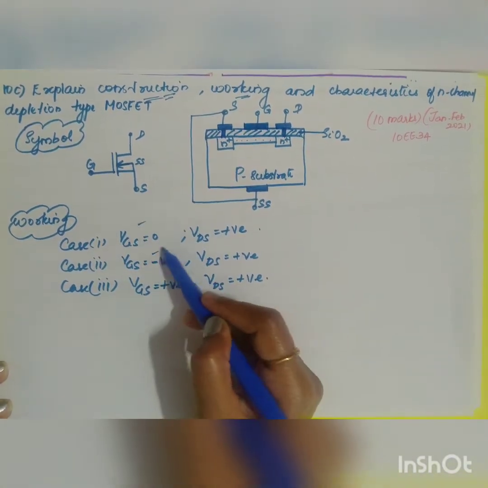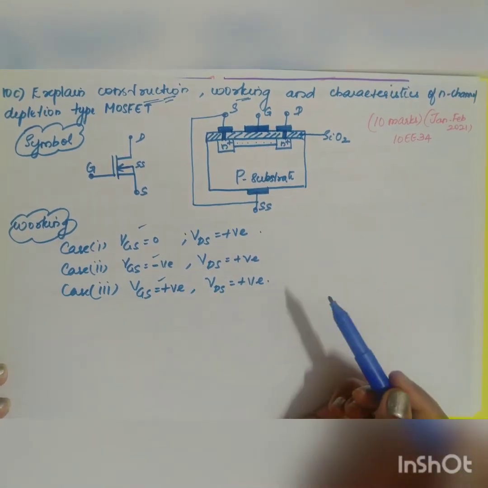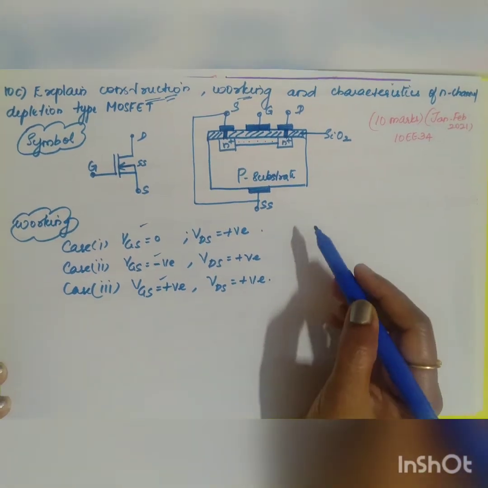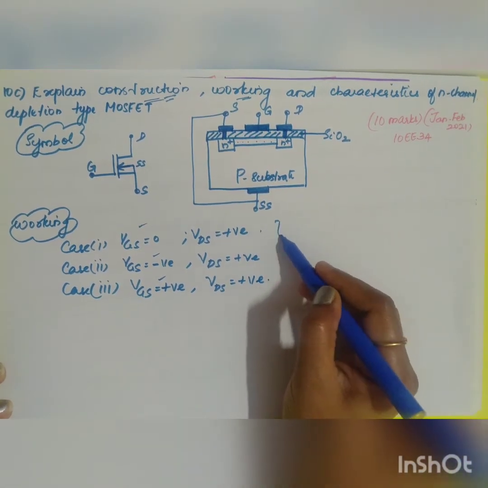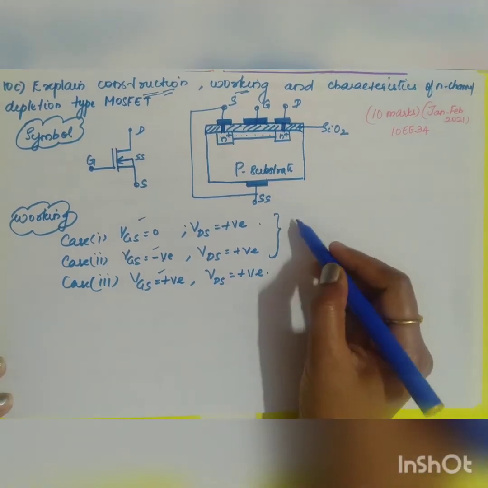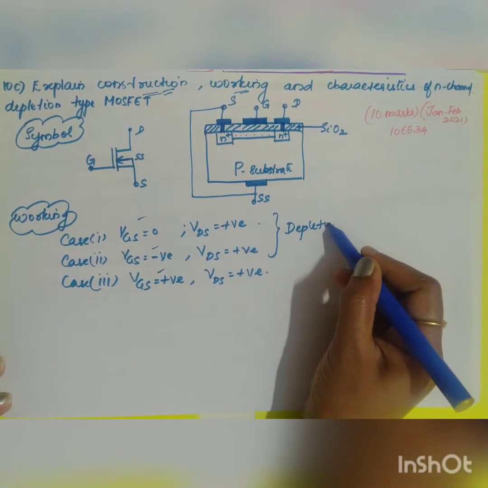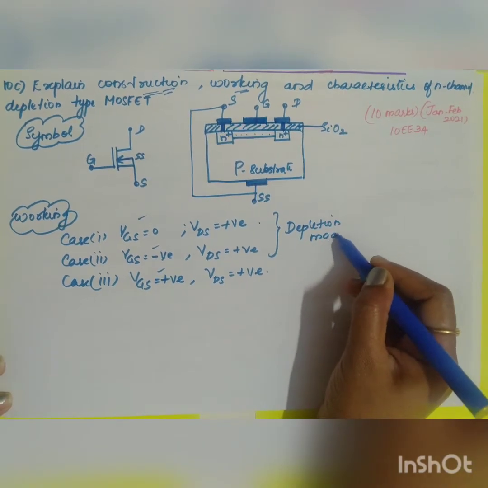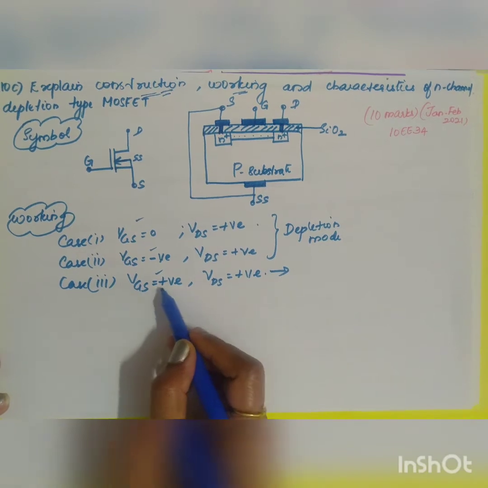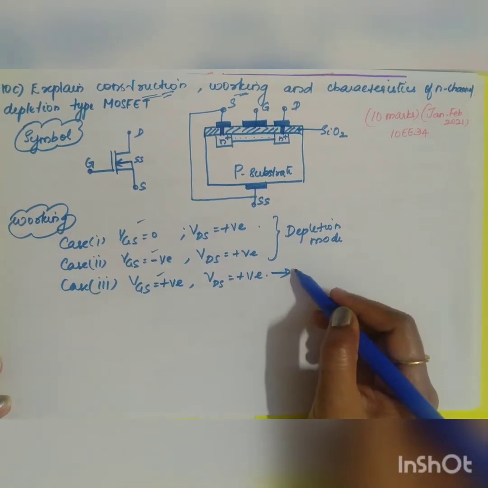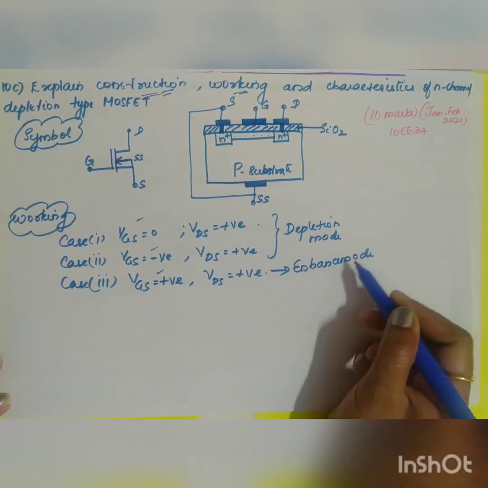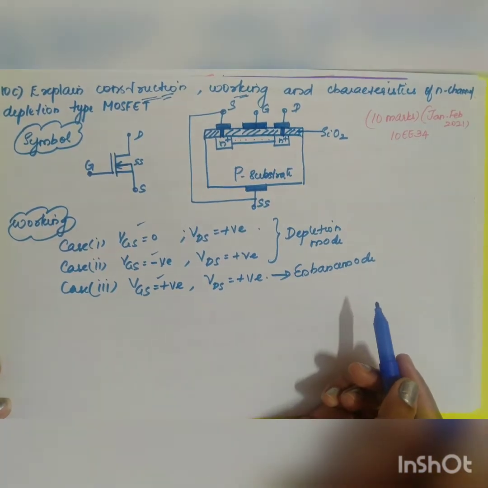Mainly your gate to source voltage will control the characteristic curve, or the output current flow. When VGS is equal to 0 and when VGS is negative, it is called the depletion mode. The third condition, when VGS is positive, is called the enhancement mode. So it works in two modes: one is the depletion mode and the other one is the enhancement mode.